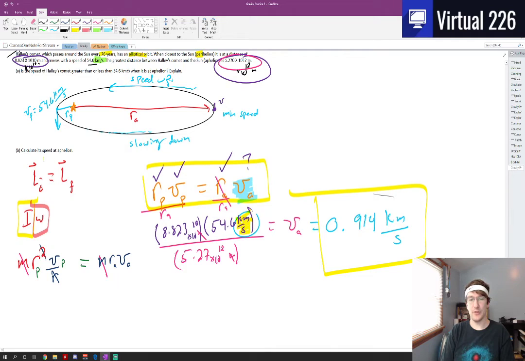The big thing to remember is angular momentum is conserved. Angular momentum is I omega, and we use point masses for those moments of inertia here, which are mr squared, and then we convert that angular velocity into a linear velocity divided by a position or a radius. Okay, so with that, this problem is finished.